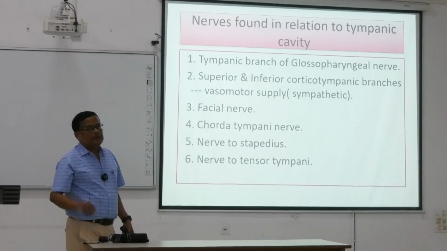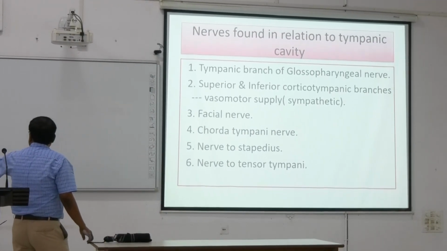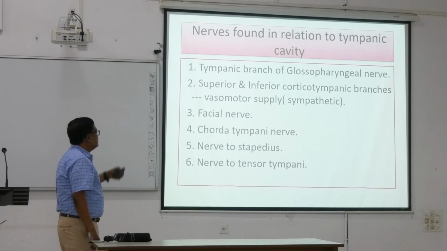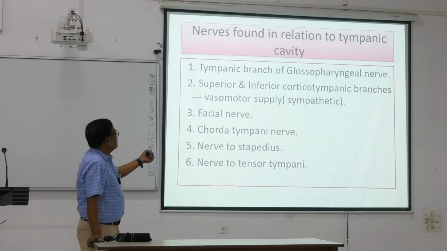Which nerves can we see in the middle ear cavity? Tympanic branch of the glossopharyngeal nerve, caroticotympanic branch, facial nerve, chorda tympani nerve, nerve to stapedius, nerve to tensor tympani.